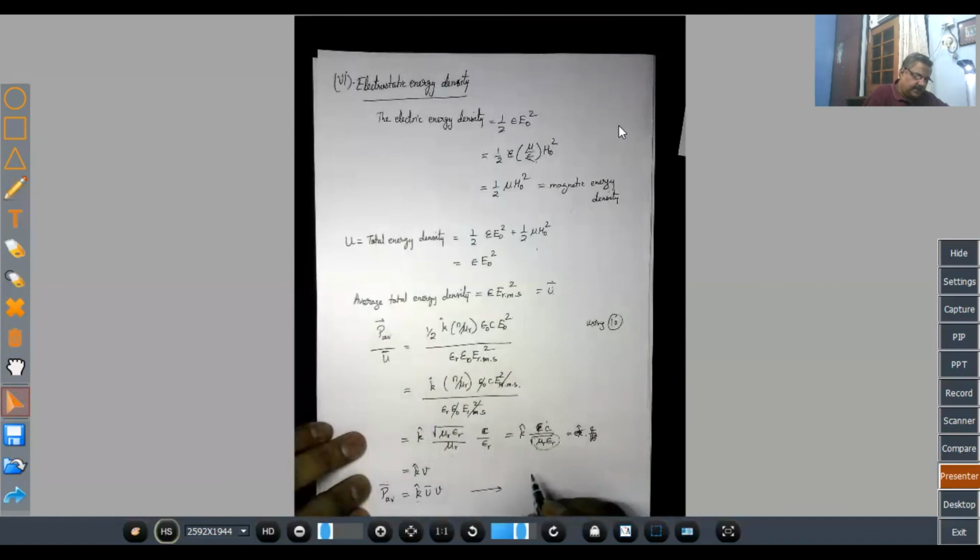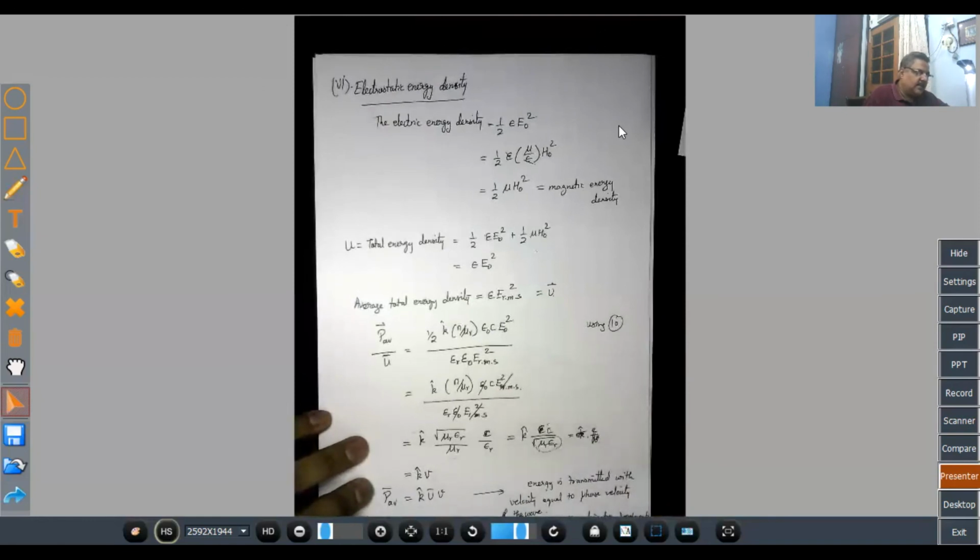So what does this signify? That the energy is transmitted with velocity equal to phase velocity of the wave, and direction is the direction of propagation. In other words, along the direction of propagation. So this was total electrostatic energy density. So we end our topic here.